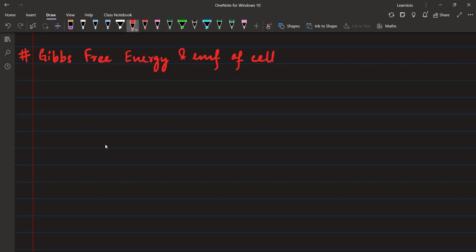Now, how many of you know this particular formula? W is equal to Q into V. Work done upon a charge.